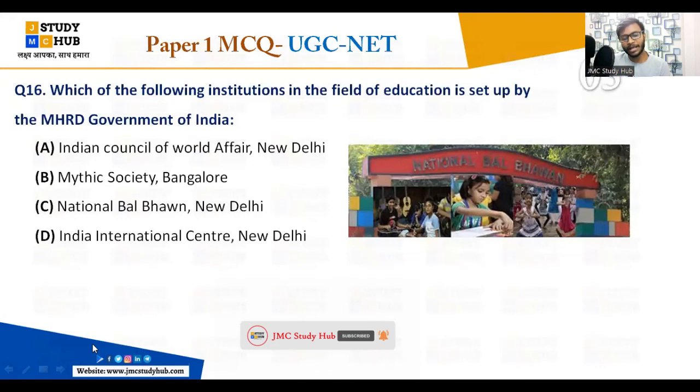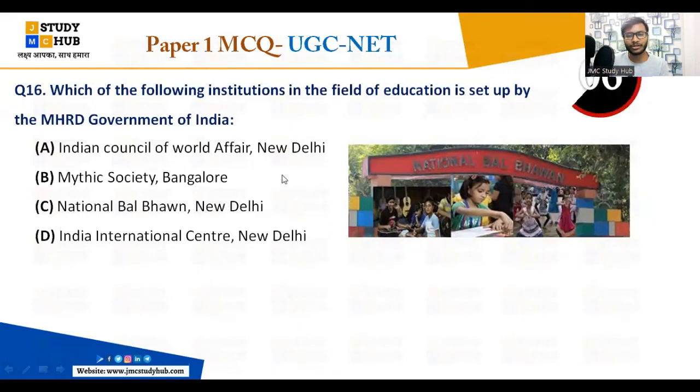Okay. So everybody has answered. That is option C. Very good. Everybody has answered. That is National Bal Bhavan, New Delhi. You can see the pictures, right? So what is the National Bal Bhavan and when was it established.